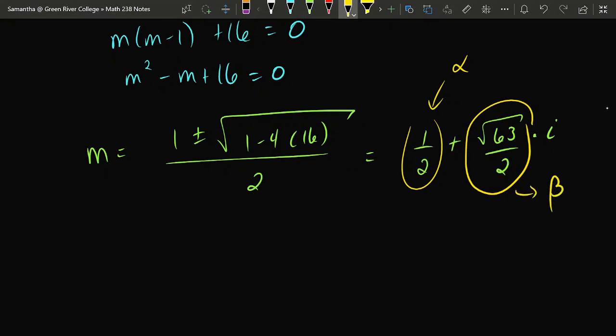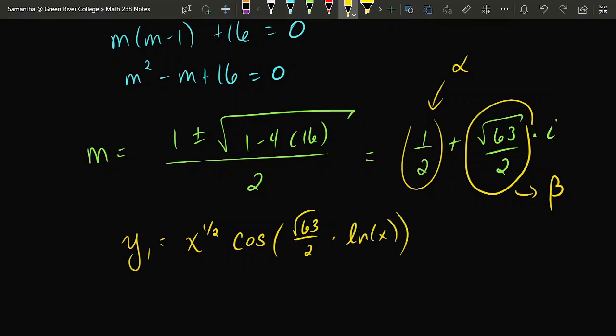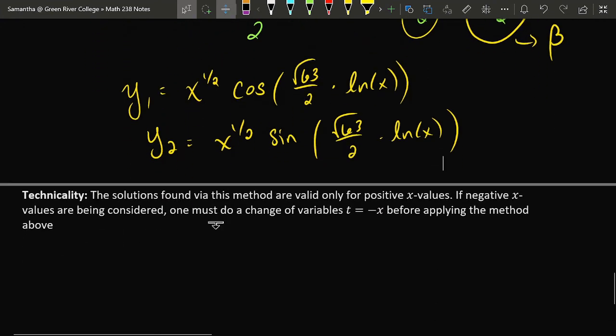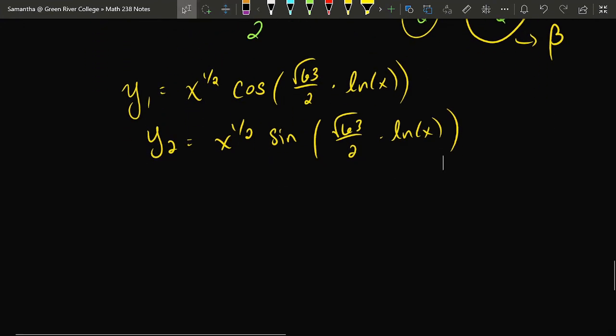So our two real-valued independent solutions would be y1 equals x to the power 1/2 times cosine of root 63 over 2 times natural log of x. y2 would be the same thing except with sine instead of cos. And then finally, as always, our general solution is just a combination of these two.